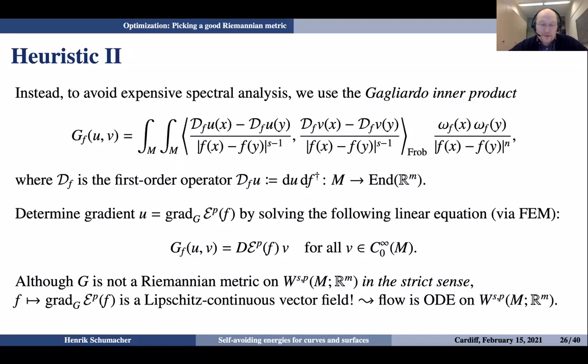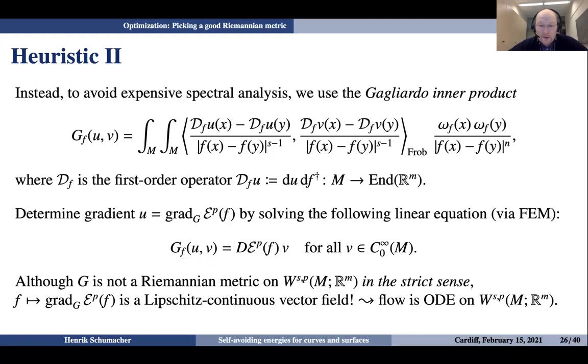And so we have an inner product, and this allows us to define gradients by saying, if I want to compute the gradient of U, I test the differential with smooth test functions V, and I do so also with U, but I apply this inner product when I test it. So for the L2 gradient, this would be an L2 inner product. We use this HS inner product.